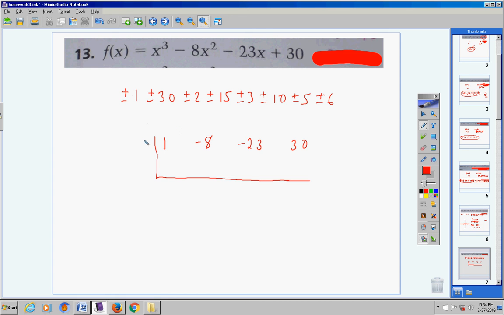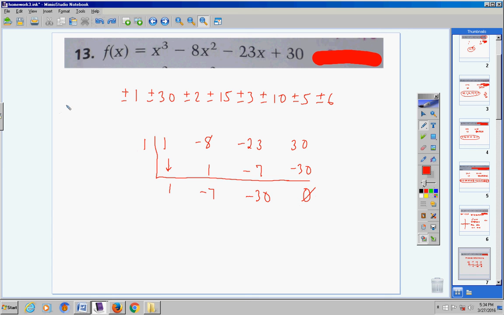I'm going to try a +1. Bring down your 1. 1 times 1, combine. 1 times -7, combine. 1 times -30, -30, combine. Well, I got lucky, didn't I, guys? That doesn't happen very often, okay? So 1 is one of your zeros. 1 gave you out a 0.